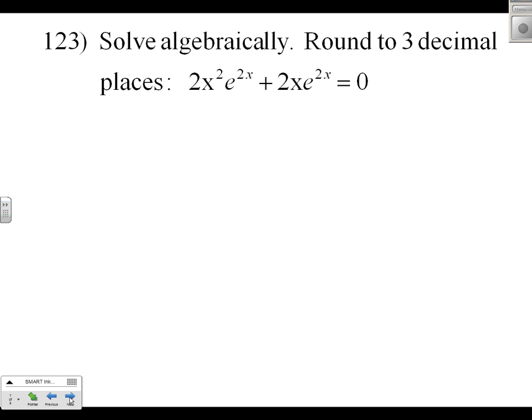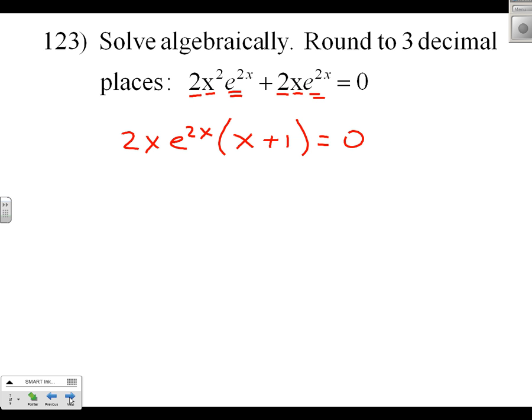Okay, solve algebraically. Well, these look like a mess. Round to 3 decimal places. Once again, I'm just going to find exact answers, not rounded. These look like a mess until a little bit more inspection is given. This has a factor of 2, this has an x factor, this has an x factor. They both have factors of e to the 2x. So I'm going to factor out a 2, an x, an e to the 2x, and I'm left with just an x plus 1.